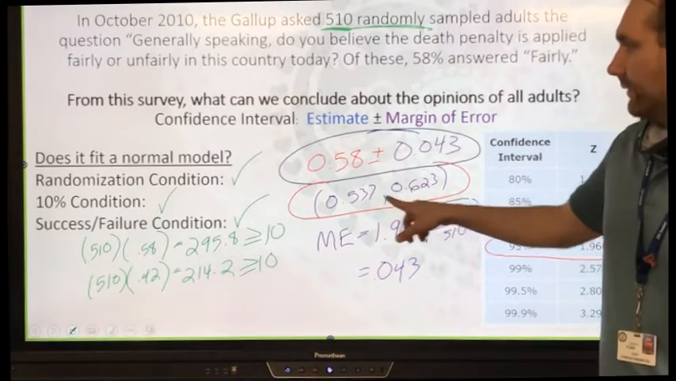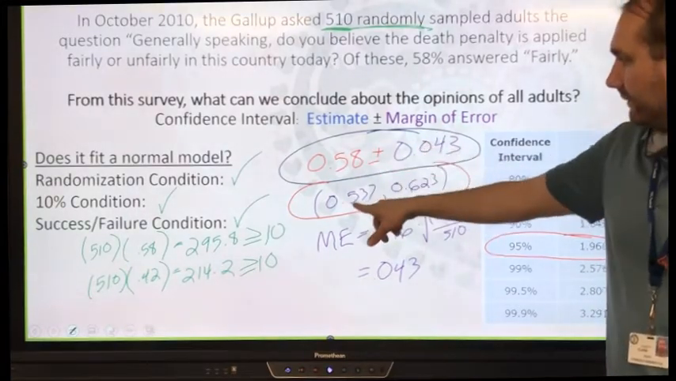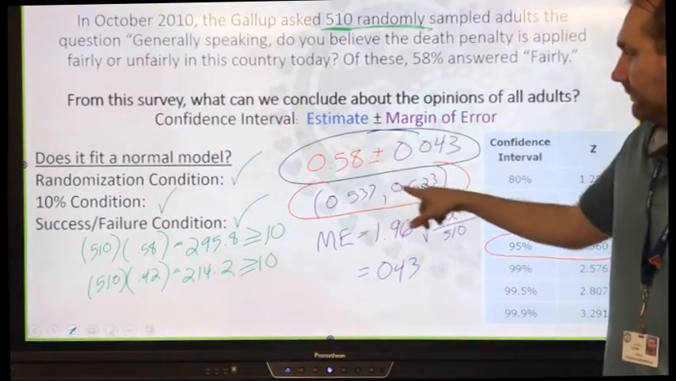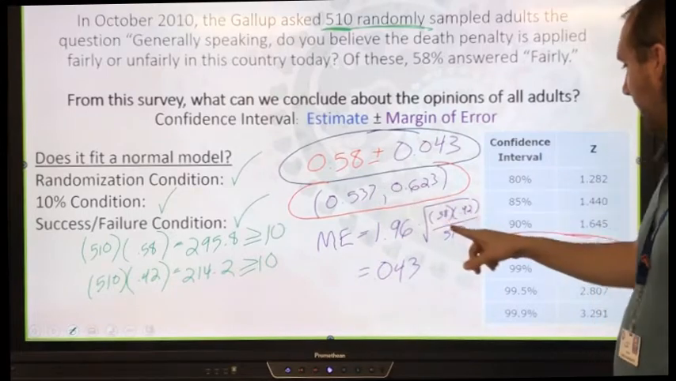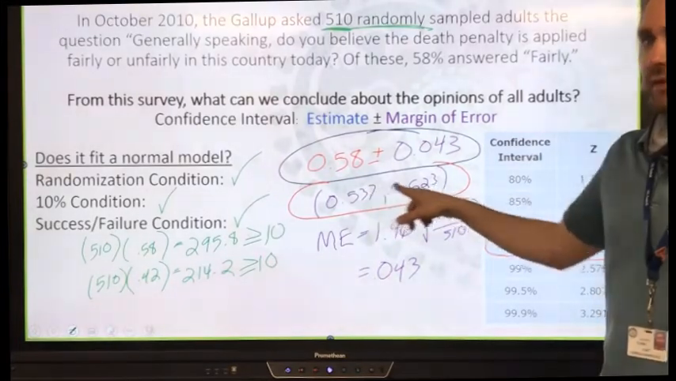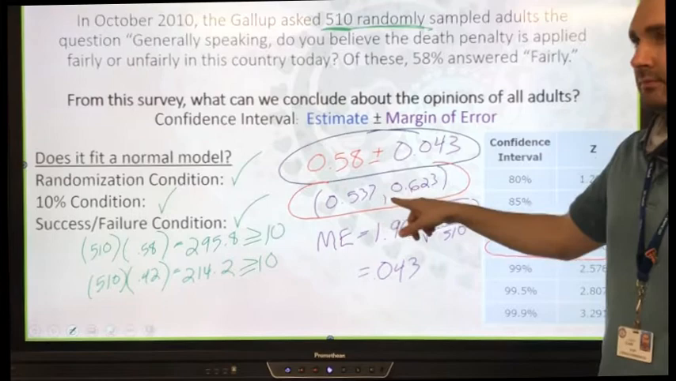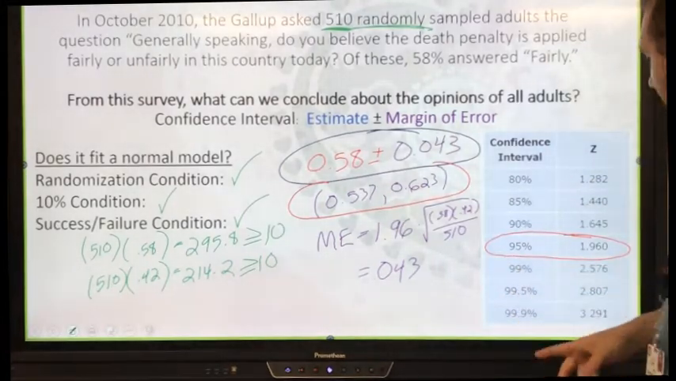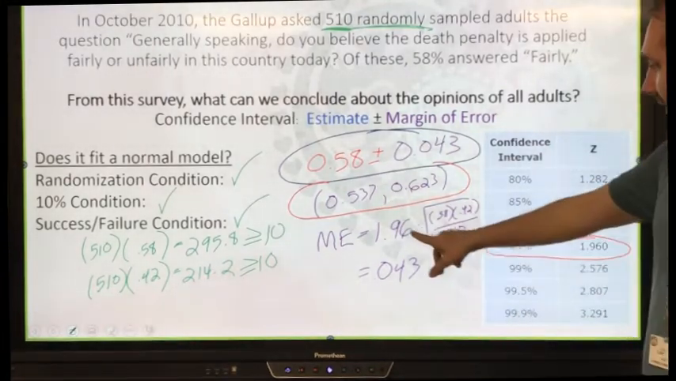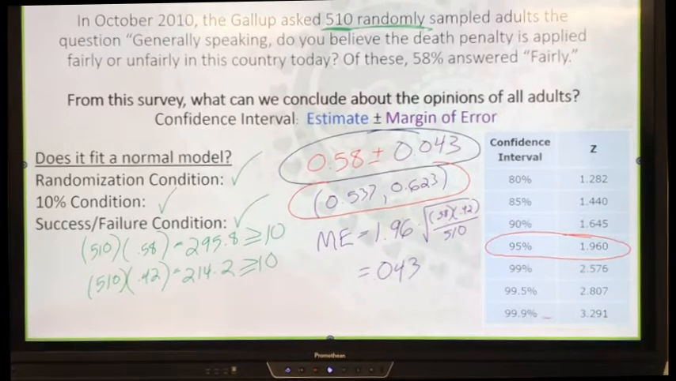See where I got these numbers. Took this, subtracted it, took this, and added it. So I'm 95% confident that I'll fall within these two. If I want to be 99.9% confident, then that would change to 3.291.